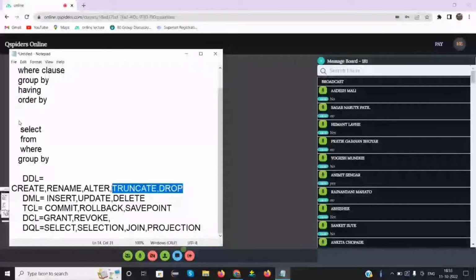Is there any address for the drop table? Yes or no? If I am dropping the table, I'm not talking about the flashback, man. Sagar, yes or no? Is there any address for the drop table? Average. You don't know about the truncate. Okay, I will explain.